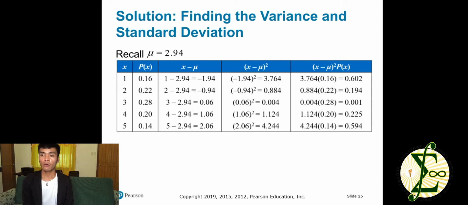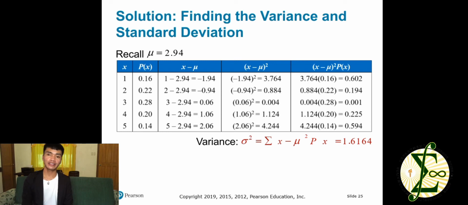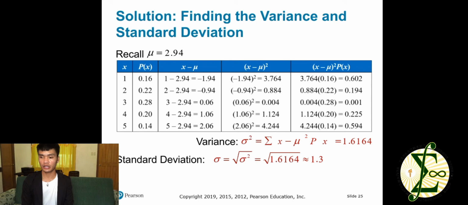Then, we can now find the variance by finding the sum of the products. So, we have now 0.062 plus 0.194 plus 0.001 plus 0.225 plus 0.594 is equal to 1.6164. So our variance now is equal to 1.6164. Then finding the standard deviation, we should only take the square root of the variance. The square root of 1.6164 will be approximately equal to 1.3. So we have now our variance and standard deviation of the discrete probability distribution.